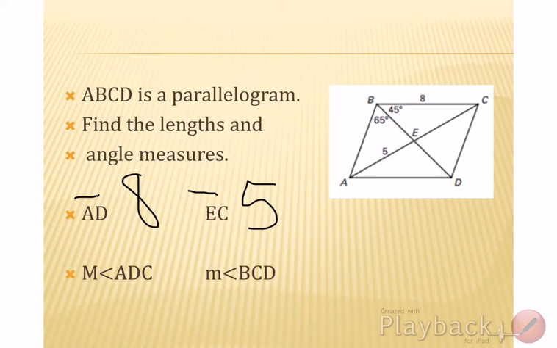What is the measure of angle ADC? We look to the opposite side from angle D, which is angle B. 65 plus 45 is 110. ADC will also be 110 degrees. The measure of angle BCD. The property of supplementary angles means that angle C has to be 70 degrees.